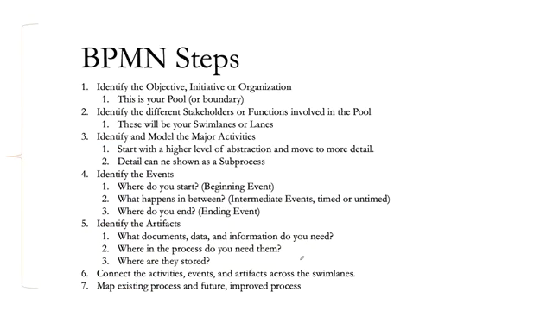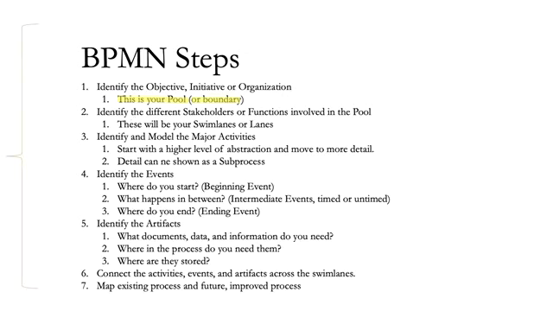Then, here are the steps. You start by identifying the objective, initiative, or organization. What is it we're trying to do? For example, what I just talked about, the DMV: the idea is perhaps we should digitally transform the DMV process itself. That would be your objective or your initiative, right? And the DMV itself would be the organization. So this is going to become your pool, which will also define the boundary for the project you're doing.